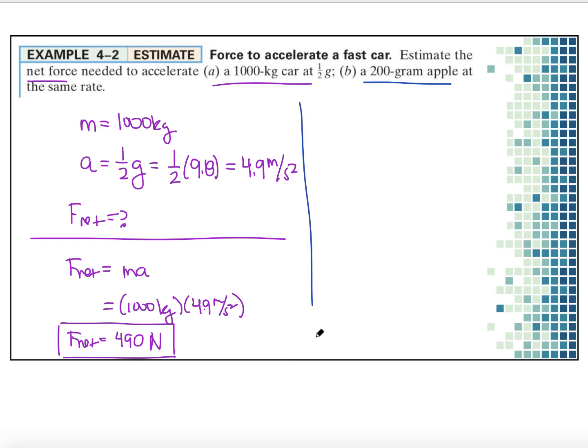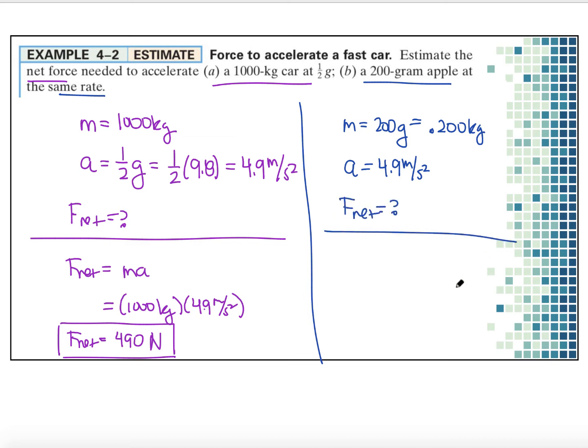So let's go ahead and take a look at our apple. So our apple is a little different because the mass is 200 grams. Now that's a problem, because in order to use newtons, we need kilograms. So let's restate this as 0.200 kilograms, because a kilogram is 1,000 grams. The acceleration, it says, is the same, so we're going to use the 4.9 that we used in the previous part. And we still want to know the net force in order to cause this acceleration of the apple.